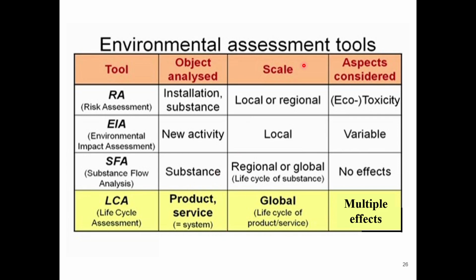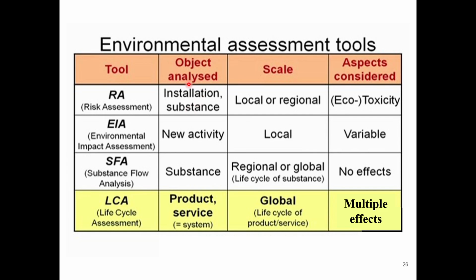Now, how to assess the environment? What are the tools which help us in environmental assessment? There are four types of tools. One is RA, which is risk assessment. One is EIA, which is environmental impact assessment. One is SFA, which is substance flow analysis. And the last, as you know, is LCA, life cycle assessment.